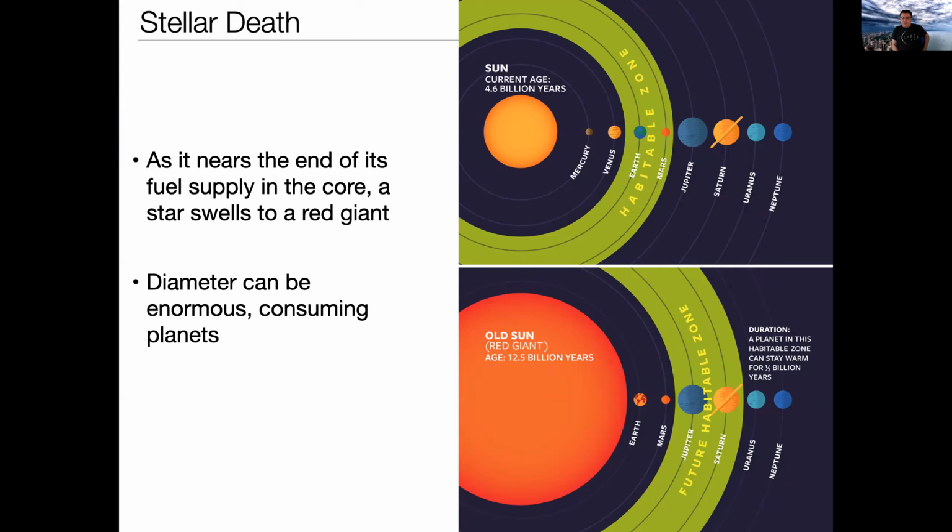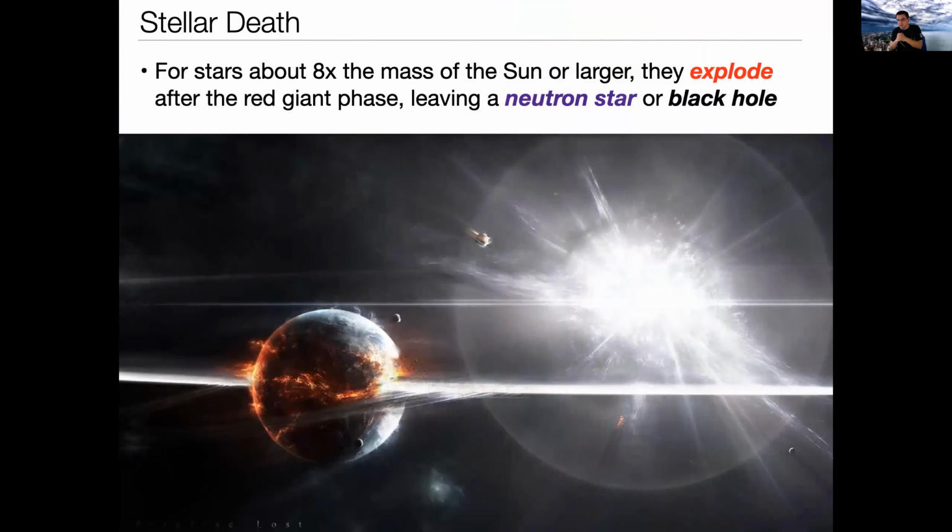So if the star is big enough, about 8 times the mass of the sun, then after the red giant phase, its fate is to explode. So we call this a supernova explosion. And when a star goes supernova, that explosion almost certainly is going to destroy all the planets in the nearby parts of the solar system, okay?